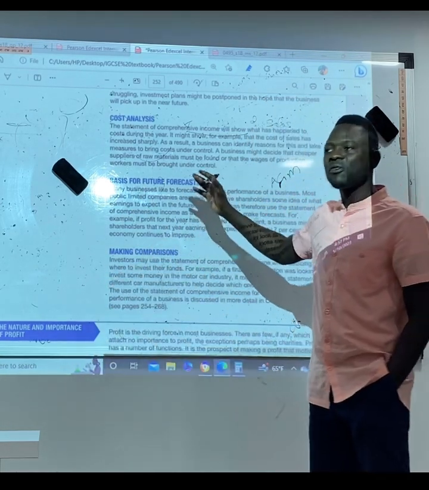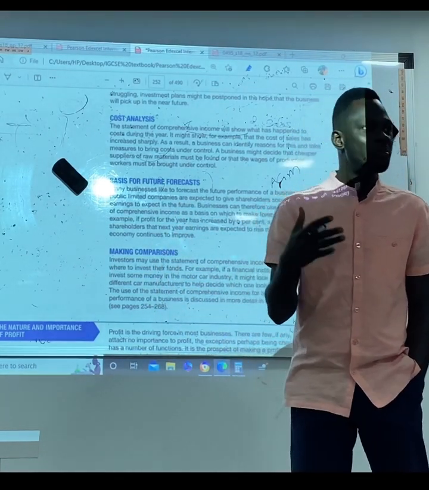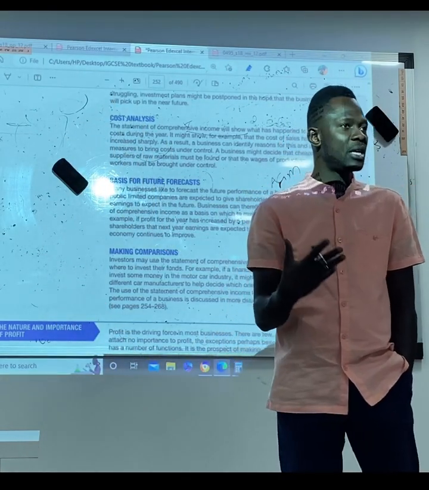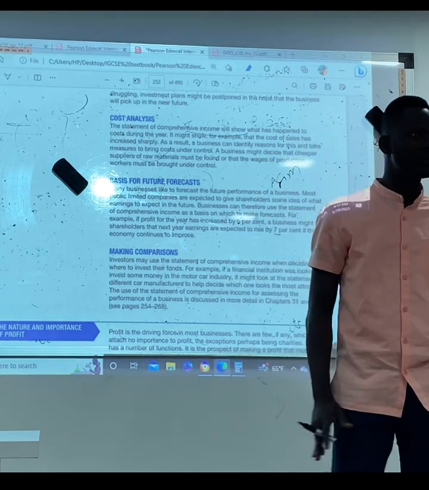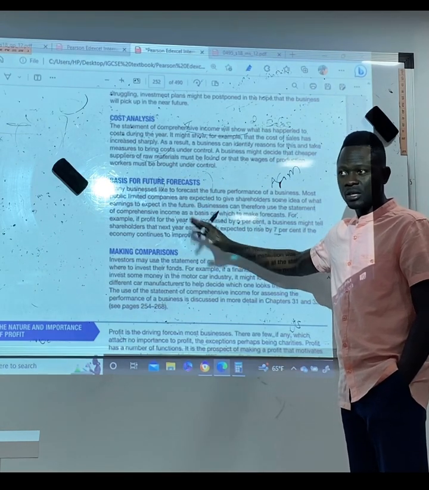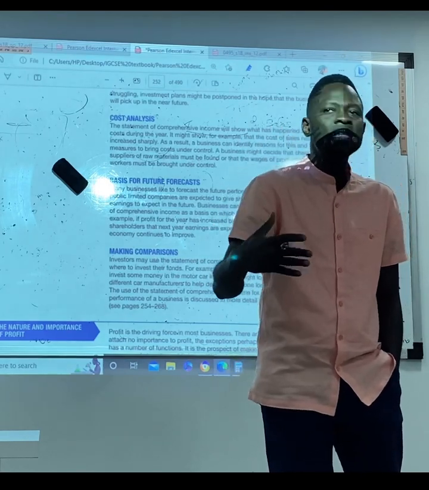So your statement of comprehensive income will state the profit made by the business compared to last year. So if it is improving, that means shareholders should be expecting more dividends the next financial year. Do we understand the basis for future forecast here? Yes. It allows you to predict the kind of profit you are expecting in the future.